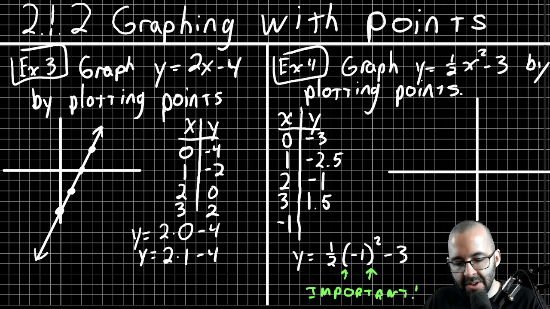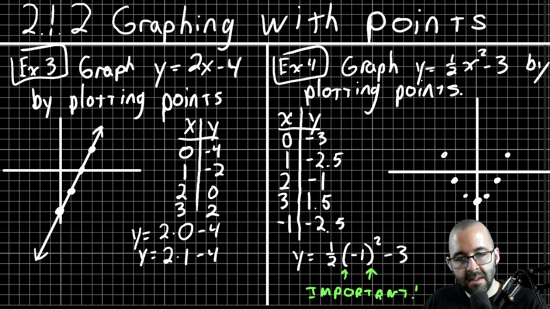All right. And then you do the same thing. You're actually going to get the same thing on the left as you are on the right. We'll eventually call that an even function. All right. And now you can plot these points. 0, comma, negative 3. 1, comma, negative 2.5. 2, comma, negative 1. 3, comma, 1.5. Again, 1.5 is between 1 and 2. And you can do it on the opposite side as well with those points you could have also found.